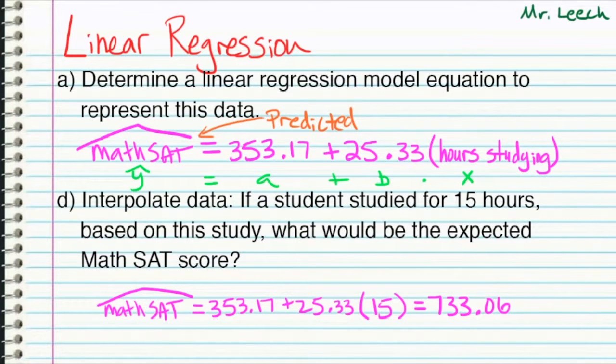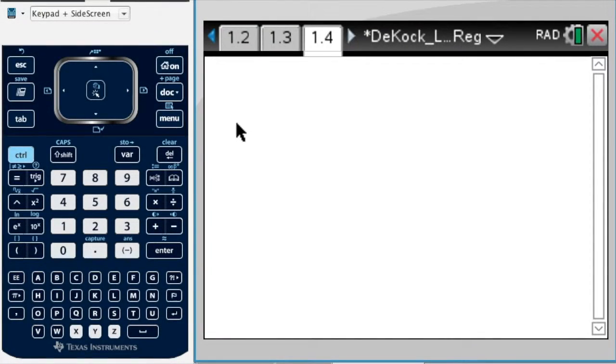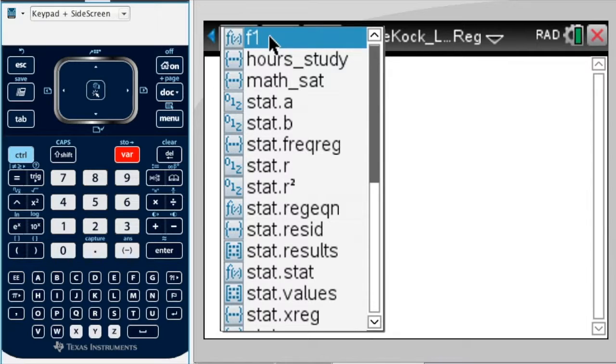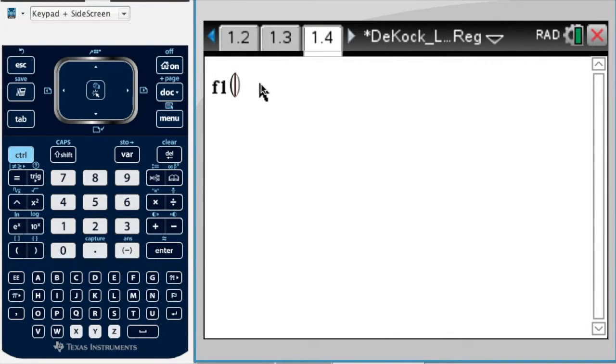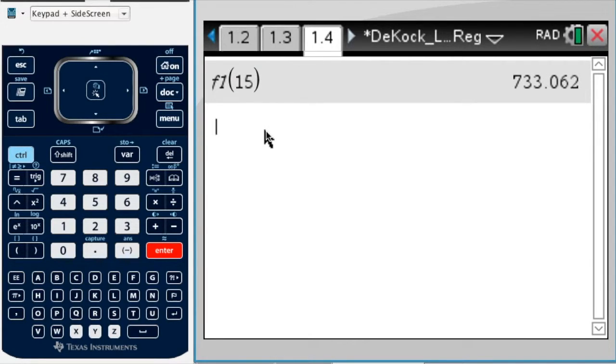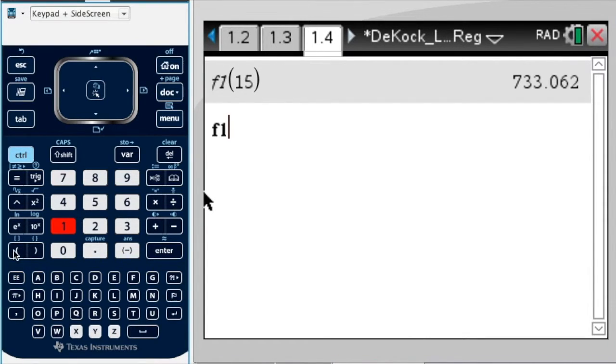Let me show you this on the calculator. So I added a calculator page. Remember how earlier I said that the regression equation was going to be stored in F1? Well, if you press the var key, there's F1 right there. So if I type in F1 of 15, I will get the 733.062. You also could have literally typed in F1 of, notice how that pops bold, that's a little dude in the calculator saying, I know what that is.